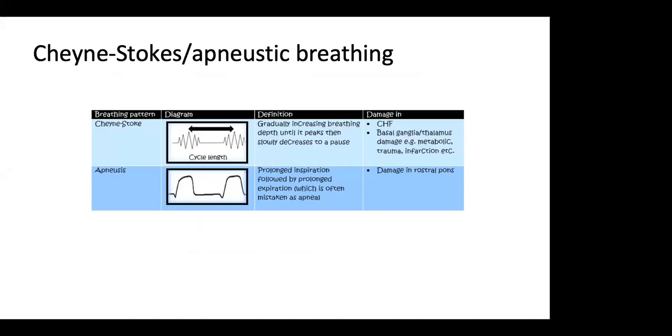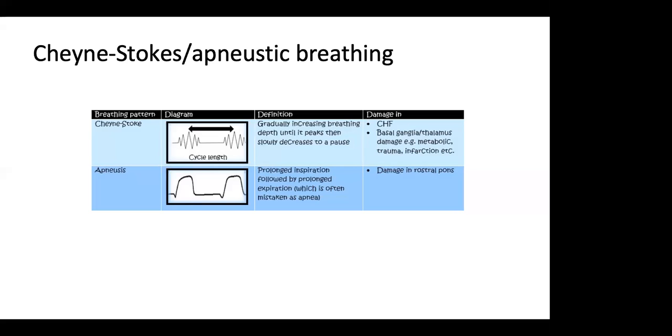As mentioned before, abnormal breathing is also one of the signs of increased ICP. The first one is Cheyne-Stokes breathing. Cheyne-Stokes breathing is when there is gradual increase in breathing depth until it peaks, and then slowly decreases to a pause. This can be seen in congestive heart failure or any trauma to the basal ganglia or thalamus.